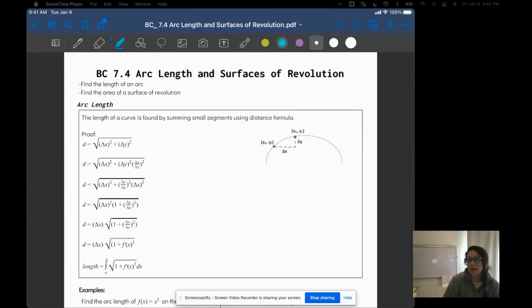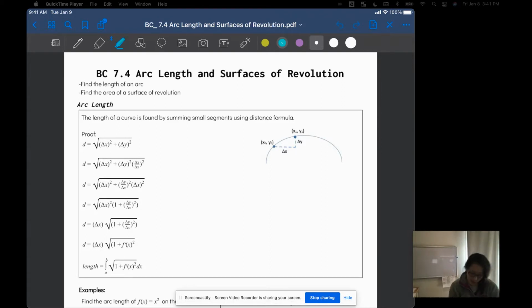Okay, so the last geometric application we're going to do for this chapter is looking at the arc length of a curve, and then, if we revolved the arc length around, what that would look like. So we're going to start with the proof. I have to find the arc length.